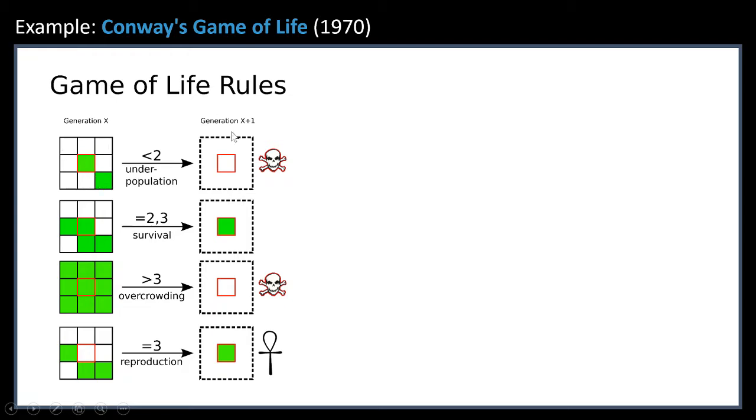So the next frame will be dead. If there are two or three, it will stay alive. If there are too many, it means it's overcrowded and it will die again. And if it's exactly three, it will reproduce, and on this cell there will be life again. And so this really basic rule happens on every one of these squares in the grid.